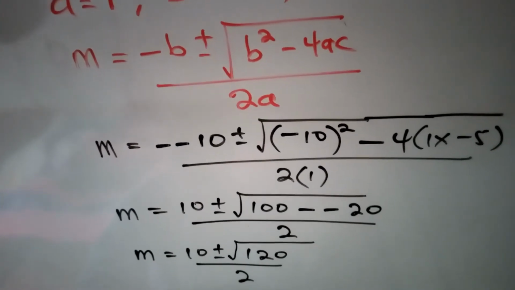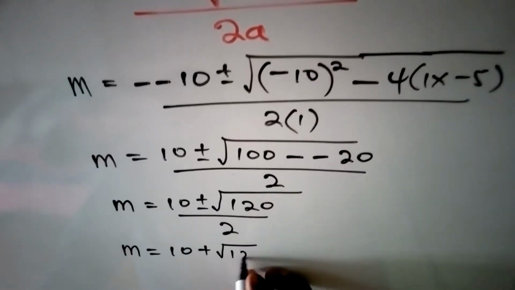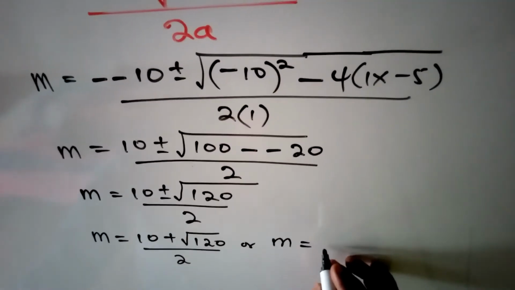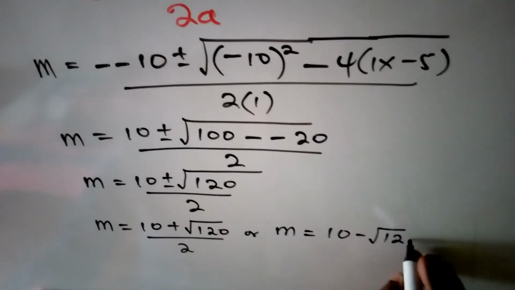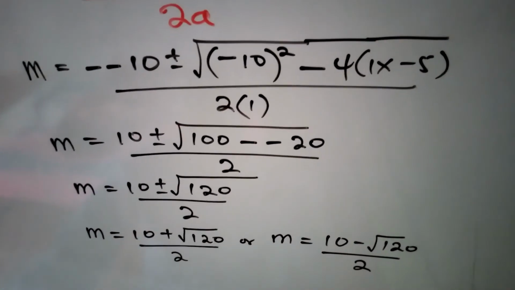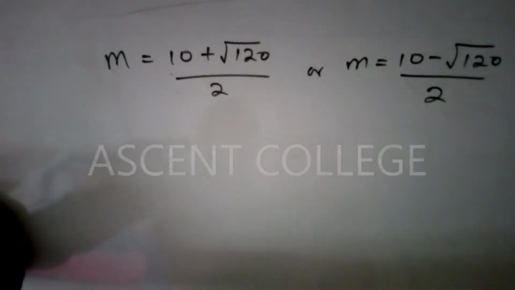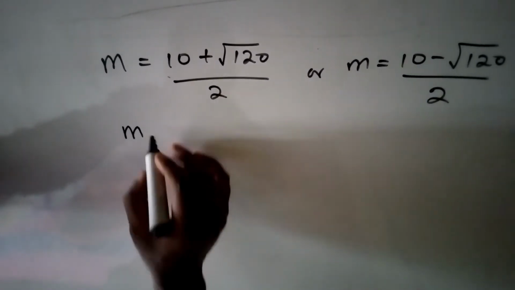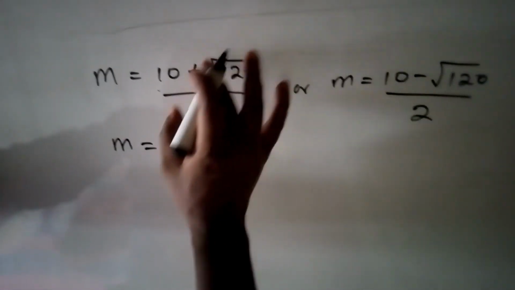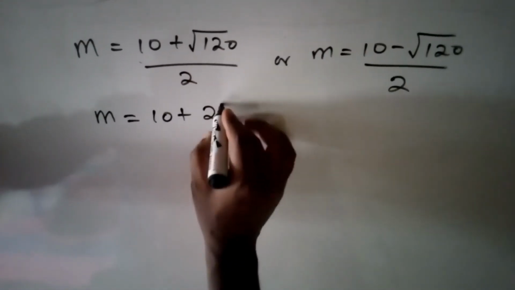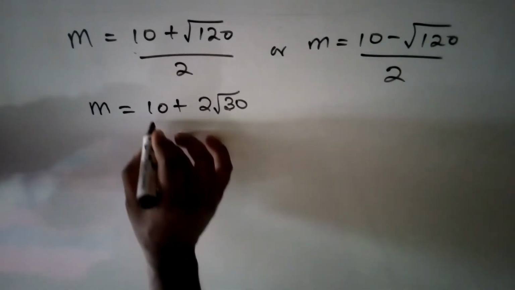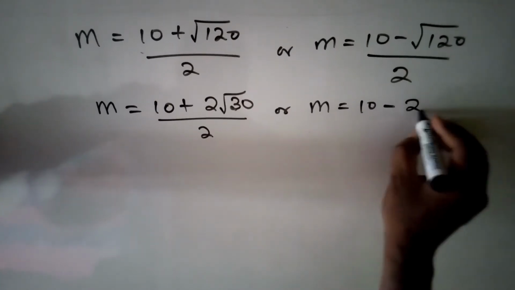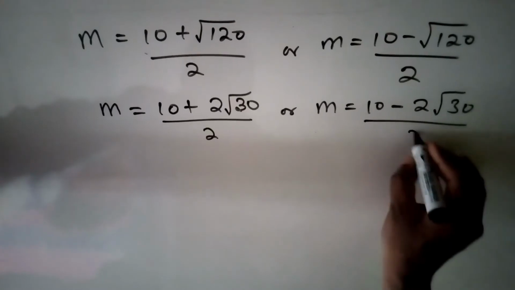So m will be equal to 10 plus root of 120 over 2, or m will be equal to 10 minus root of 120 over 2. Okay, so moving on, our m will be equal to 10 plus this whole thing is 2 root of 30 all over 2, or m will be equal to 10 minus 2 root of 30 all over 2.